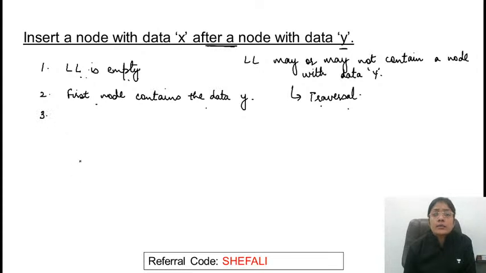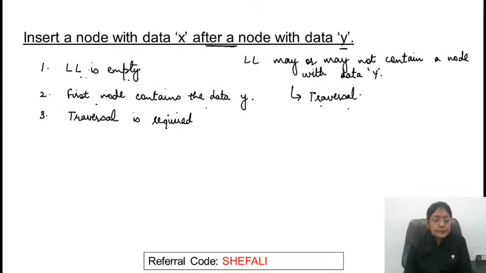And the third case is where the traversal is required. Traversal is required. So these will be the cases. Is there any other possibility? और कोई case बनता है यहाँ पे? Any other possibility? No other possibility is there. So let's understand this. What is the problem statement? So if linked list is empty, then traversal is not required. First node itself contains the data y.